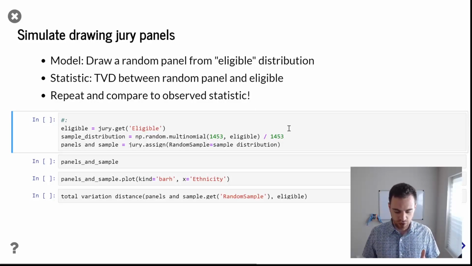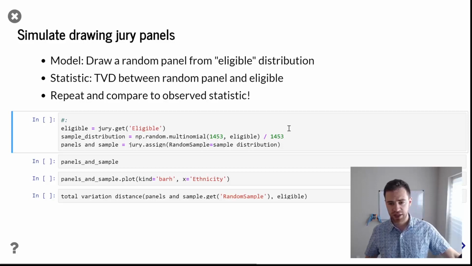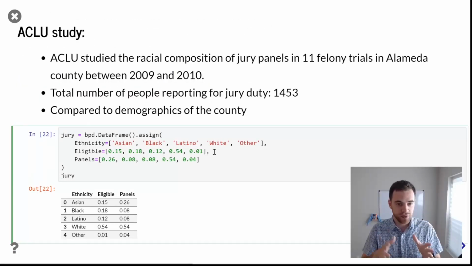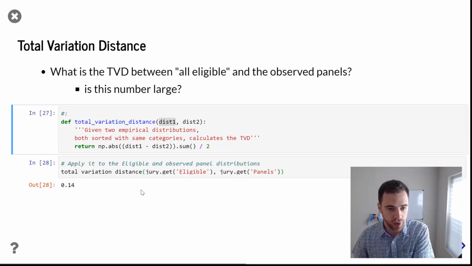What we're going to do is start with the assumption that the jury panels are selected at random from the overall population. In other words, we'll start with the assumption that everything's fair. Then we simulate drawing a jury panel. It's not going to follow these proportions exactly. It's not going to be like, oh, we see 15 Asian people, 18 black people. There's going to be some difference. We measure that difference and we see how large that TVD, that total variation distance, is. And then we see how often it is that we see something as large as 0.14.